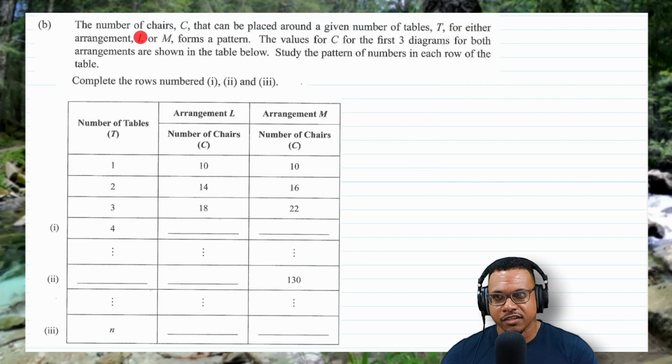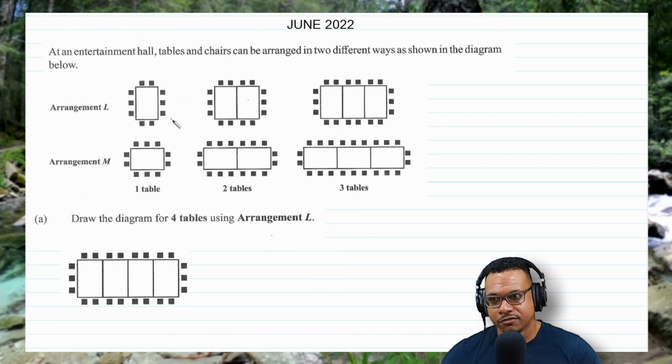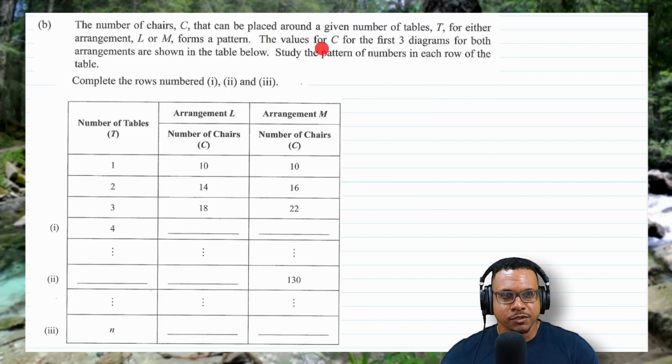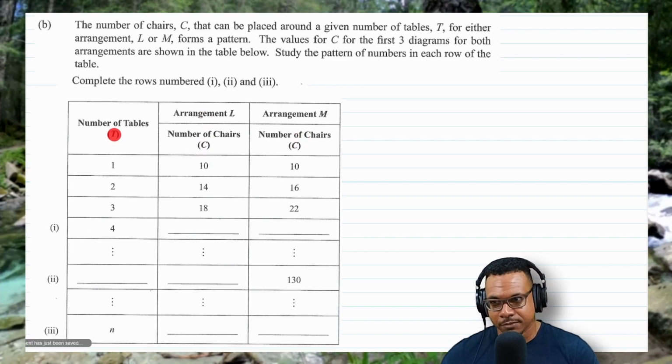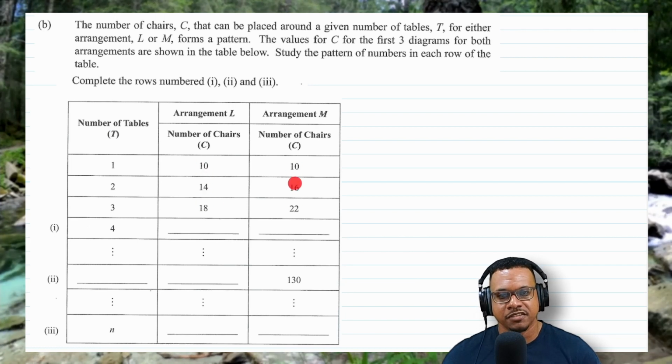Now for part B, the number of chairs C that can be placed around a given number of tables T for either arrangement L or M forms a pattern. This is the pattern they're talking about for arrangement L and arrangement M. The values for C for the first 3 diagrams for both arrangements are shown in the table below. C is the number of chairs, T is the number of tables, then the number of chairs for arrangement L and the number of chairs for arrangement M. These are the values we're talking about for the first 3 diagrams.